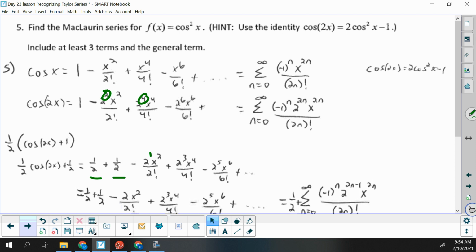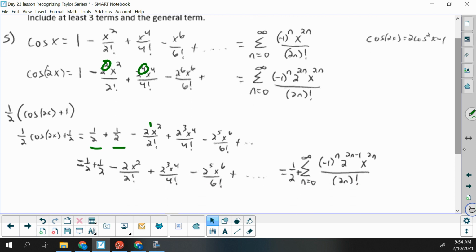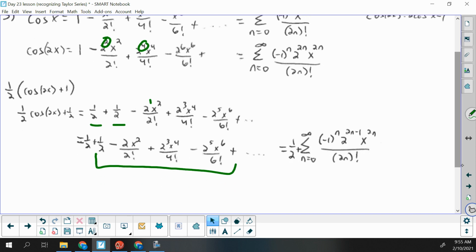So if you neaten that up, our pattern really starts here, because that was our cos x summation. So you can do 1/2 out front and then do your summation. And I always just like to sub in a couple of the bottom values of n just to make sure it works out. So you needed at least the first 3 terms and then the general term.